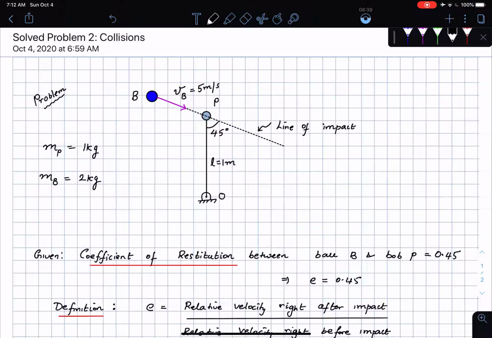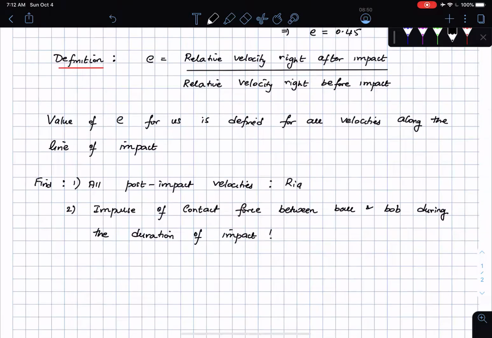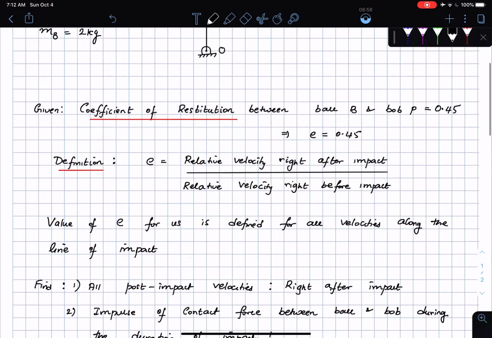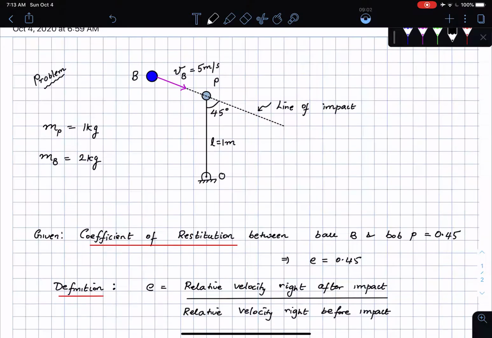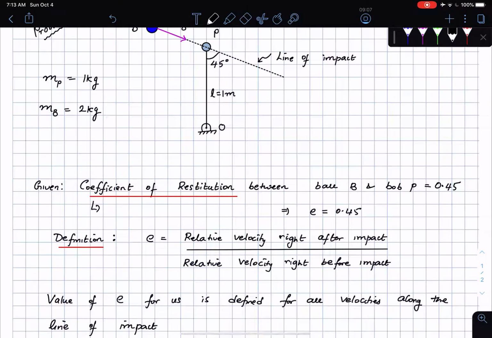I want to find out what is the velocity of the ball right after impact has taken place. What is the velocity of the pendulum bob right after impact? So that's something that I want to specify here. This is right after impact. Okay, and an additional piece of information given here is the coefficient of restitution in the direction of the line of impact. This is a material property. This is typically something that can be obtained by means of experimentation.